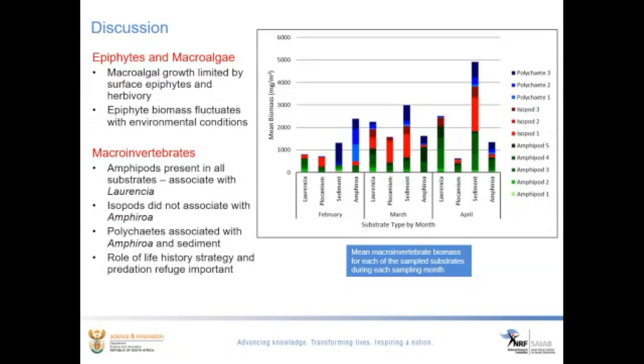Amphipods were present in all substrates but associated with Lawrencia. Isopods did not associate with Amphiroa, and polychaetes associated with Amphiroa and sediment. The role of life history strategy and predation refuge are important for macroinvertebrate association.